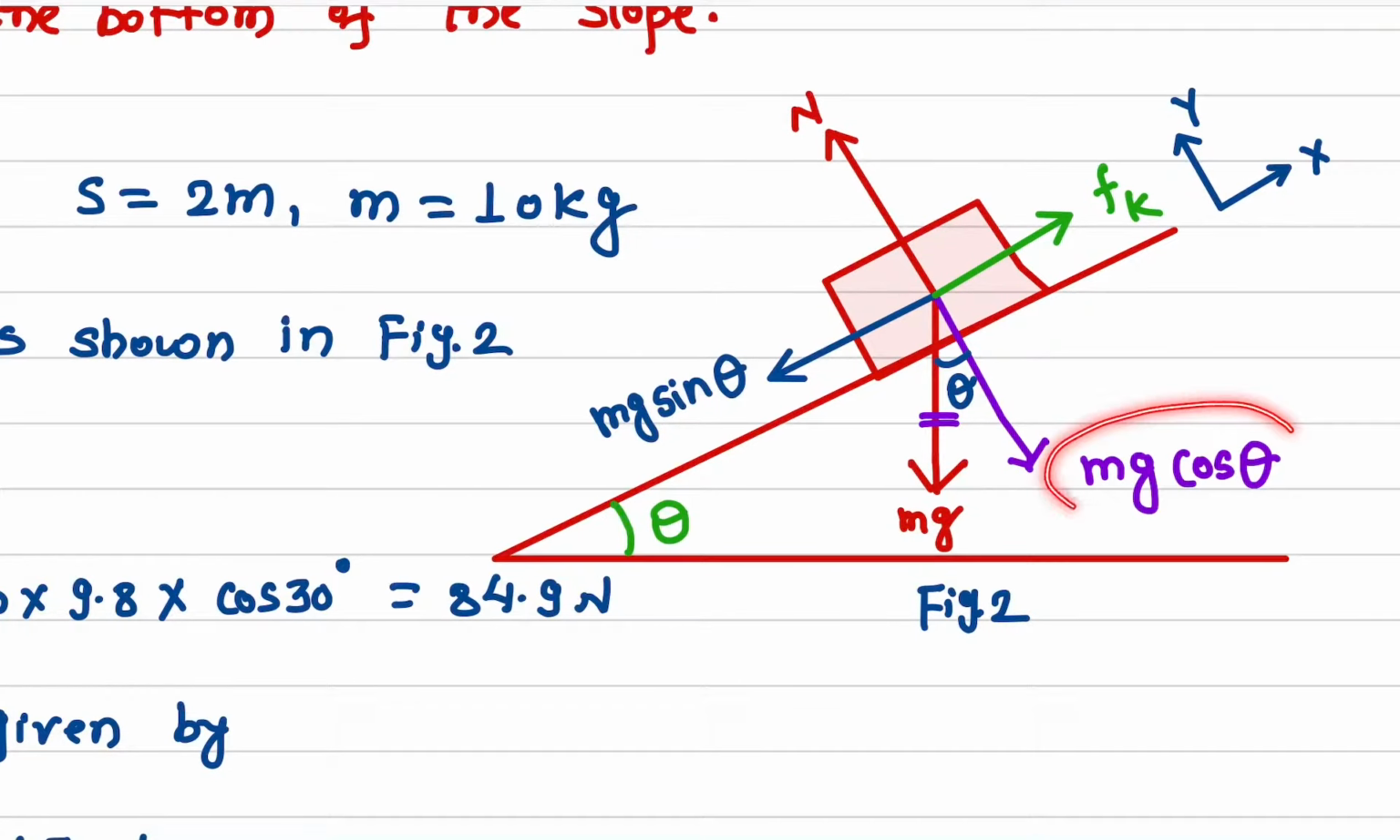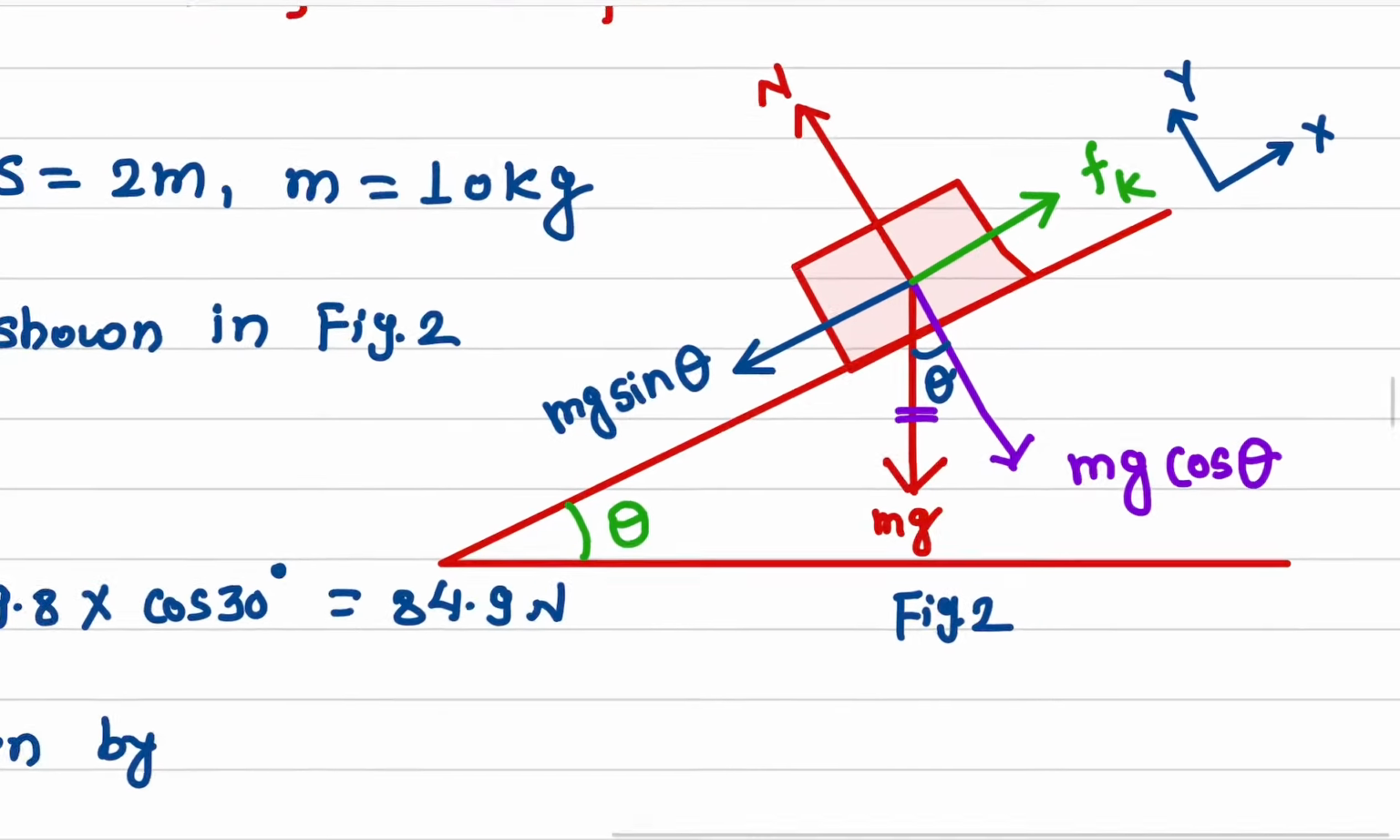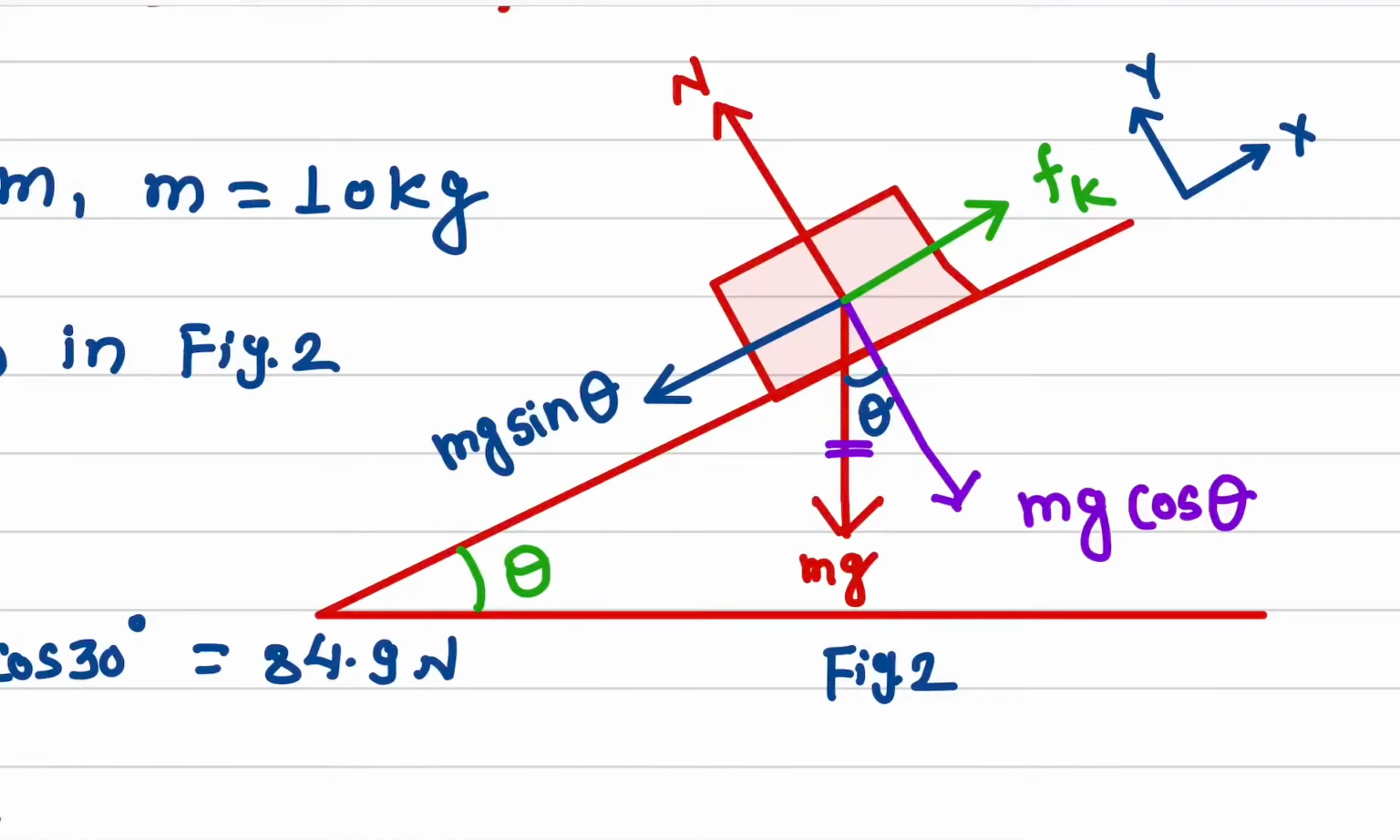If you want to understand why this is, watch other videos, and I'll just give you a little hint. Closer to the angle, it is always cosine theta, and further from the angle, it will always be sine theta.